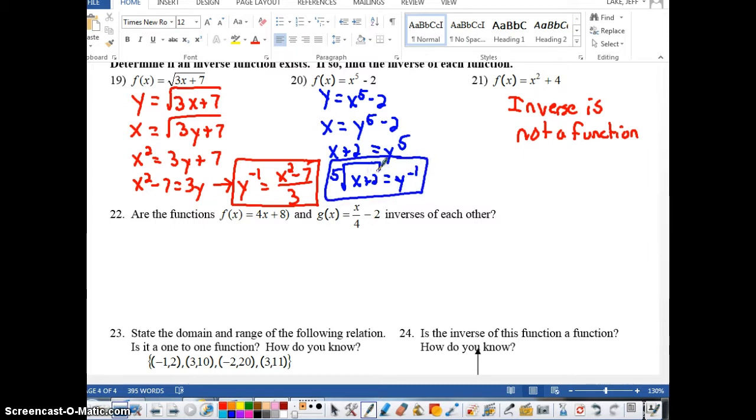Make sure you realize there is not a plus or minus here. That's only when it's a square root or a fourth root, when it's an even root. This is the fifth root, so you don't need a plus or minus in front there. All right, number 22.